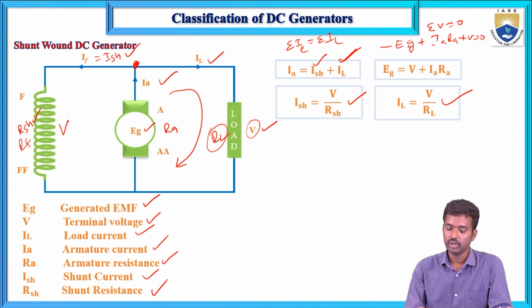Sigma V equals 0. So minus EG plus IaRa plus V equals 0. Now if you simplify this, what will be the equation? EG equals V plus IaRa.